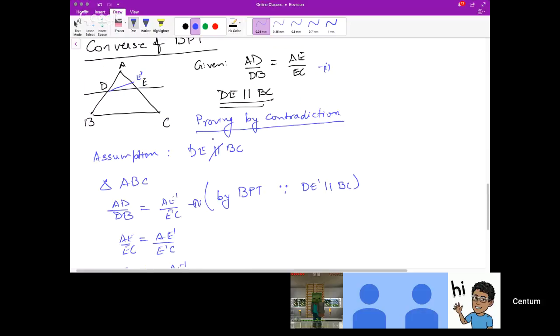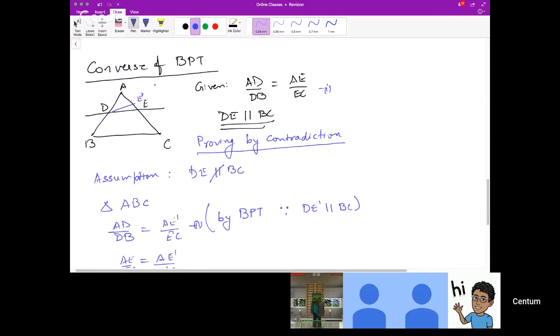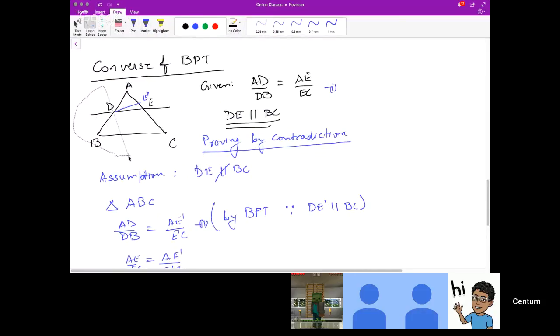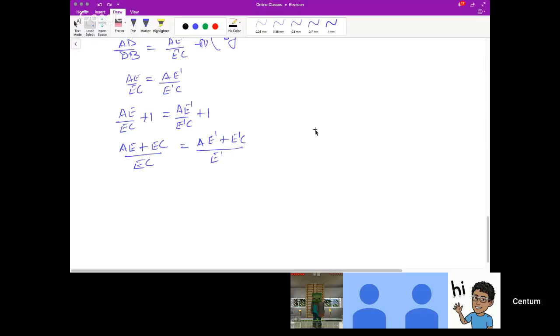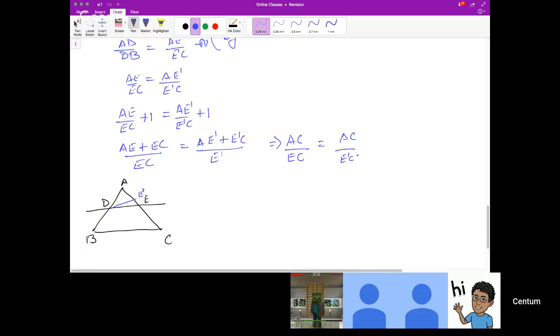Now from the diagram, what is AE plus EC? Let me pull this diagram near our calculations so that it becomes easier for all of you to relate to it. So AE plus EC is nothing but AC, and in the denominator it is EC itself. On the right hand side, AE' plus E'C will be AC again, and in the denominator it is E'C. So from this we get EC is equal to E'C.